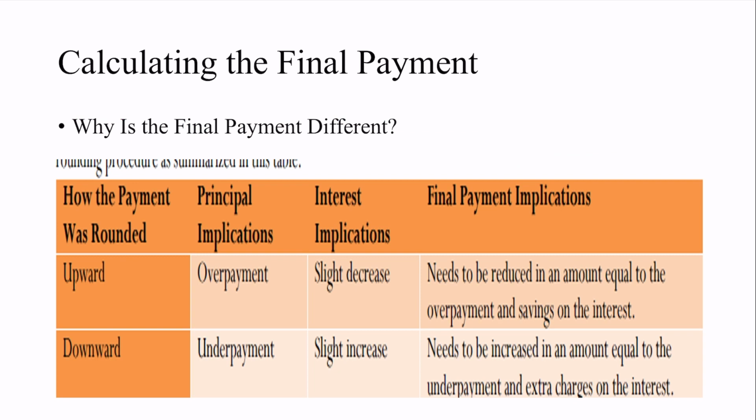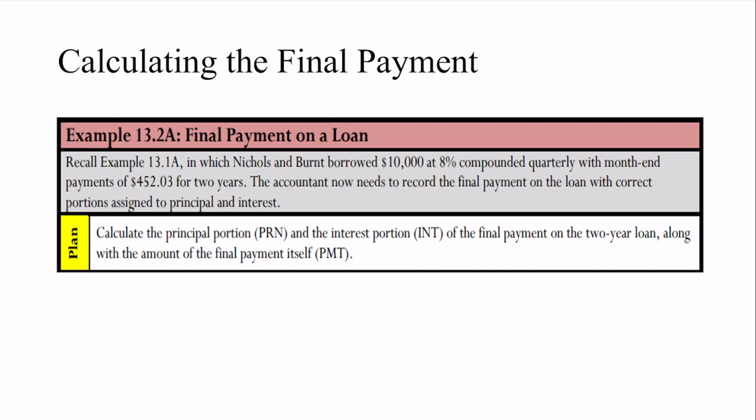So the final payment, as I mentioned in the beginning, is going to be an overpayment or can be an underpayment. It's a slight decrease or slight increase: the final payment needs to be reduced by an amount equal to the overpayment and savings on the interest, or increased by an amount equal to the underpayment and extra charges on the interest. So for example here, we are repeating the same example with the final payment. We want to calculate the final payment.